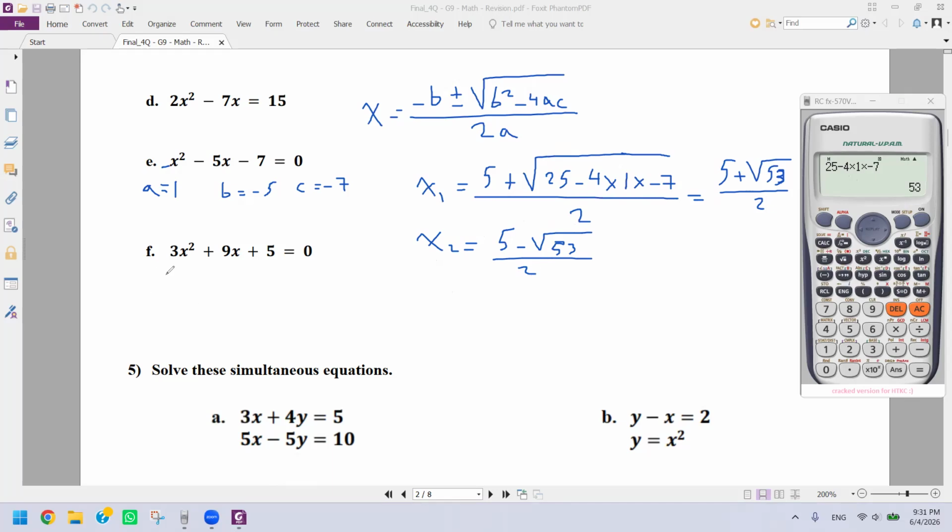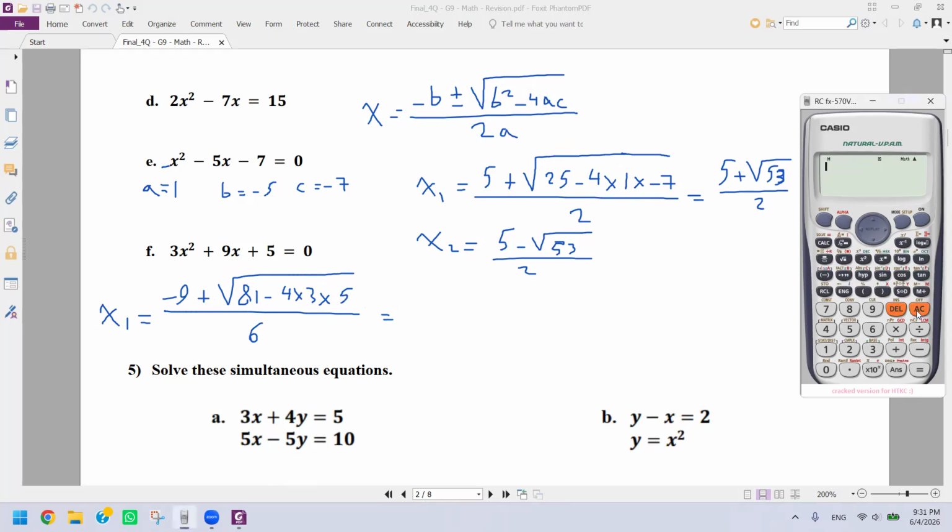Now let's do question F. Again, it will be quadratic. So we will do minus b. b is 9. Minus b is minus 9. Plus square root of b squared. 9 squared is 81. Minus 4 times a, which is 3, times c, which is 5. Over 2 times a. 2 times 3, which is 6. Here, what do I write for c? So c is 5.